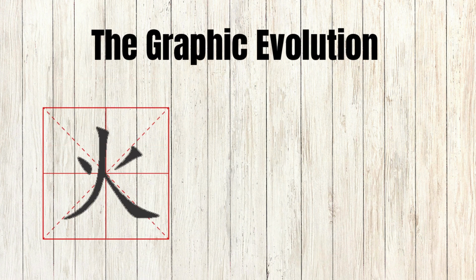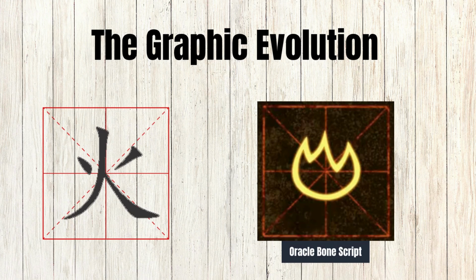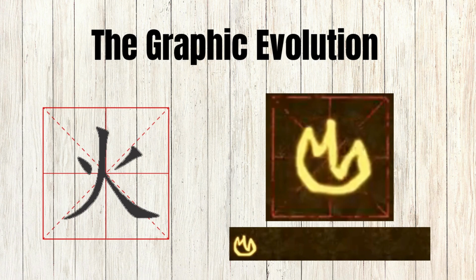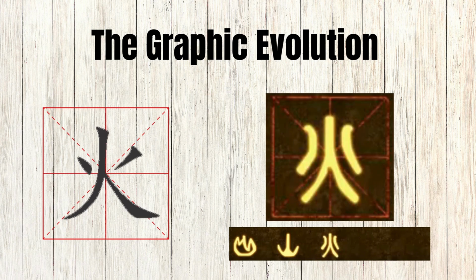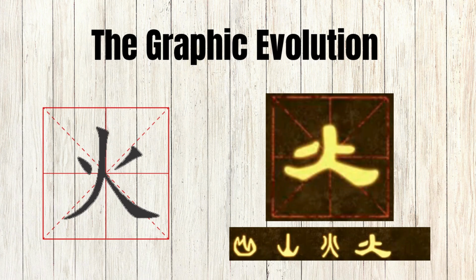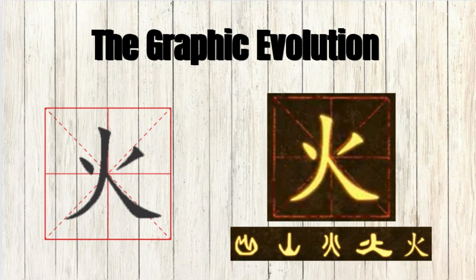Now, let's take a look at how this character evolved throughout history. In the earliest oracle bone script, it resembled burning flames. As the writing system became standardized, the character was gradually simplified until it eventually took on the stroke-based form we use today. Let's practice reading this character together.